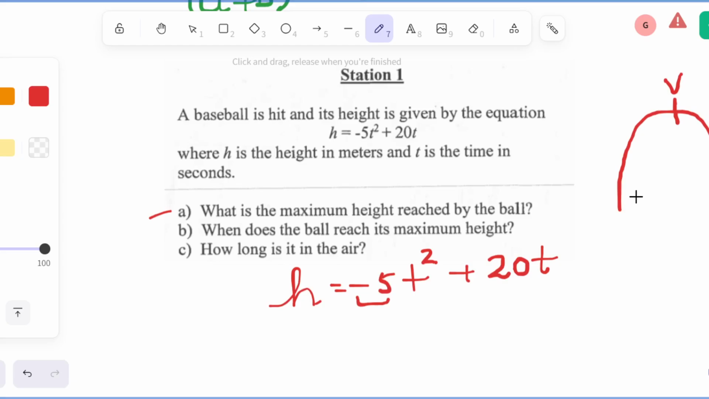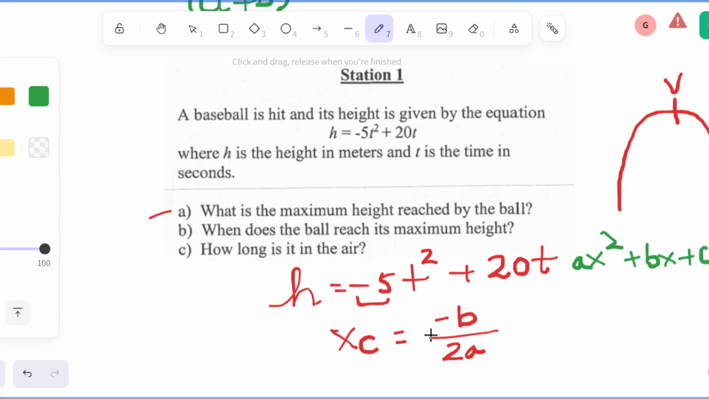We have questions like that to find the vertex. The vertex x coordinate is always found with the formula: x coordinate will always be equal to minus b upon 2a. So if you compare this with the standard quadratic equation, which is ax square plus bx plus c, what is a here? Minus 5, right? And what is b? b is 20, right?